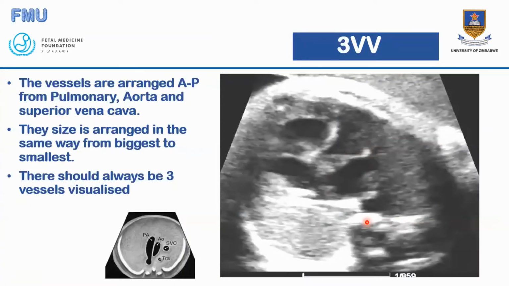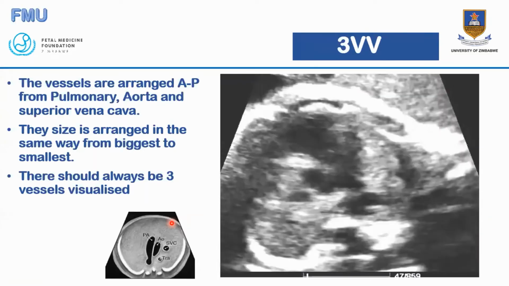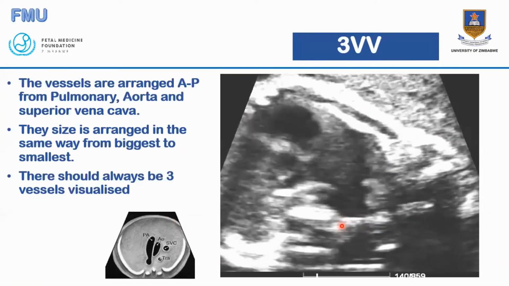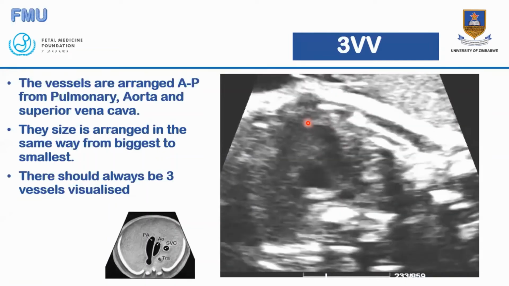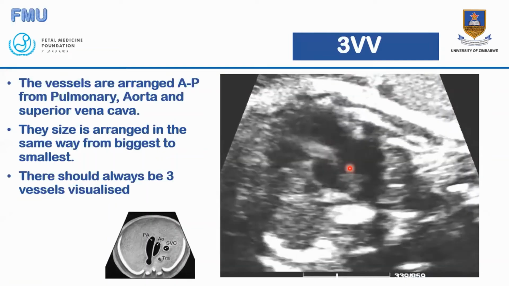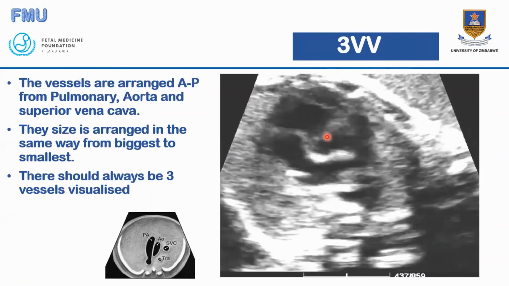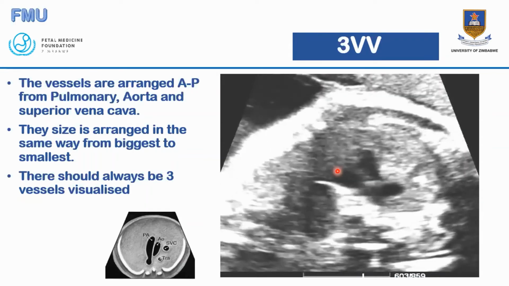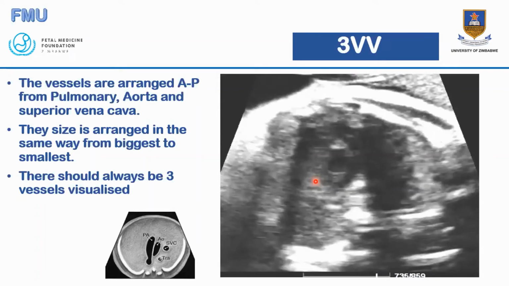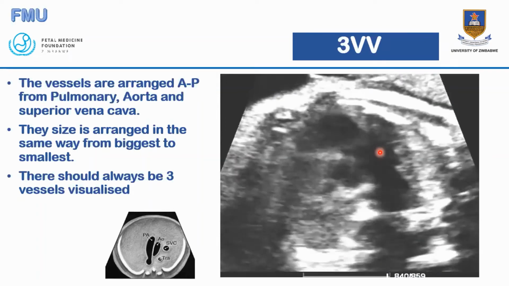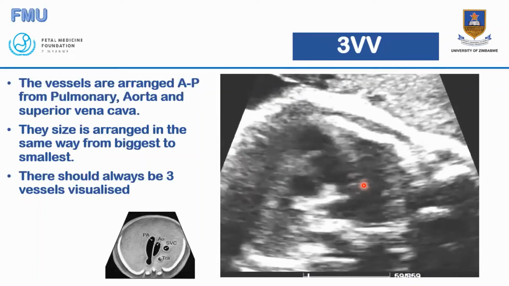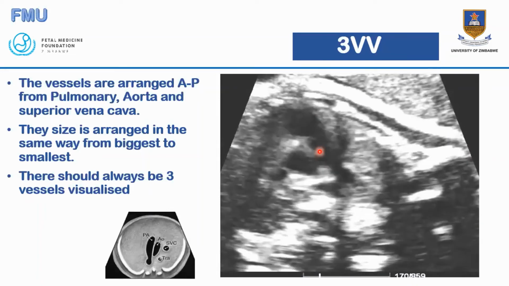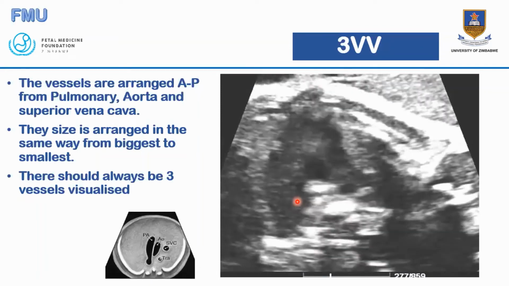Then an attempt should be made to look at the three-vessel tracheal view, the three-vessel view. How do you get the three-vessel view? If you continue moving your probe upwards while you're examining the heart, first of all, you arrive at these vessels where you are seeing the pulmonary artery there with the valve, and you will be sectioning the aorta transversely, and the small vessel there is the superior vena cava. So these vessels should be arranged from anterior to posterior with the pulmonary artery, aorta, and superior vena cava in that order.